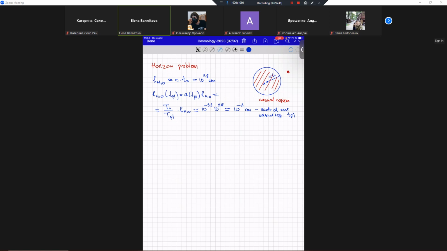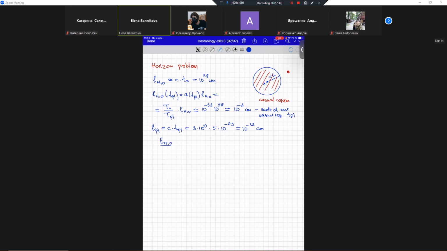Let's now consider, to estimate the cosmological horizon at the Planck time, and calculate that cosmological horizon. So we just need to multiply c by T Planck. This is 10^-40, so it means 10^-32 centimeters.